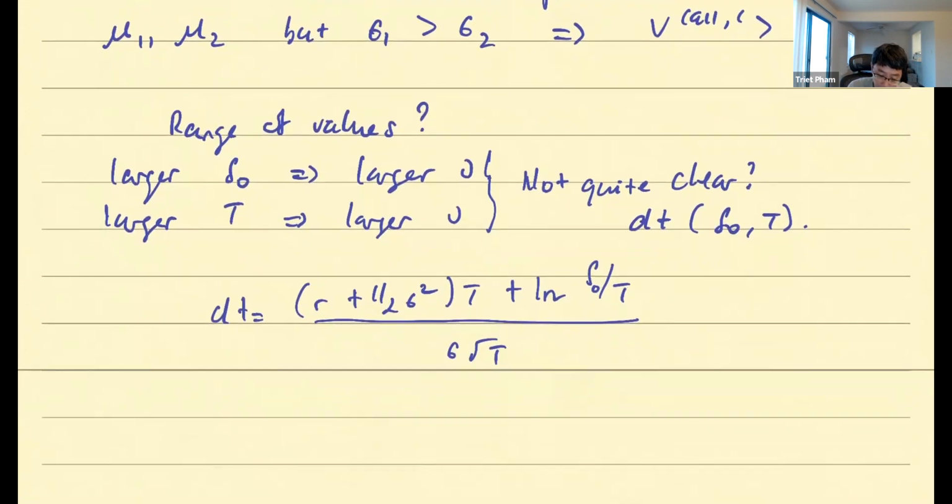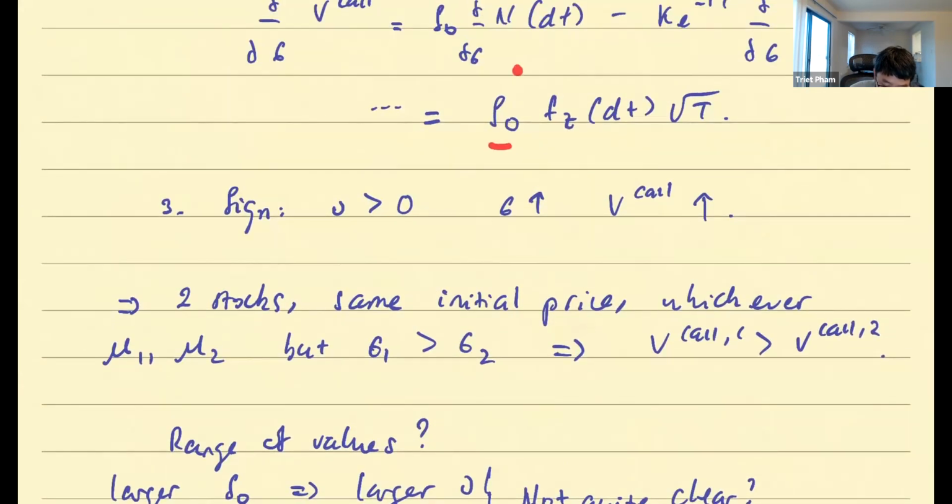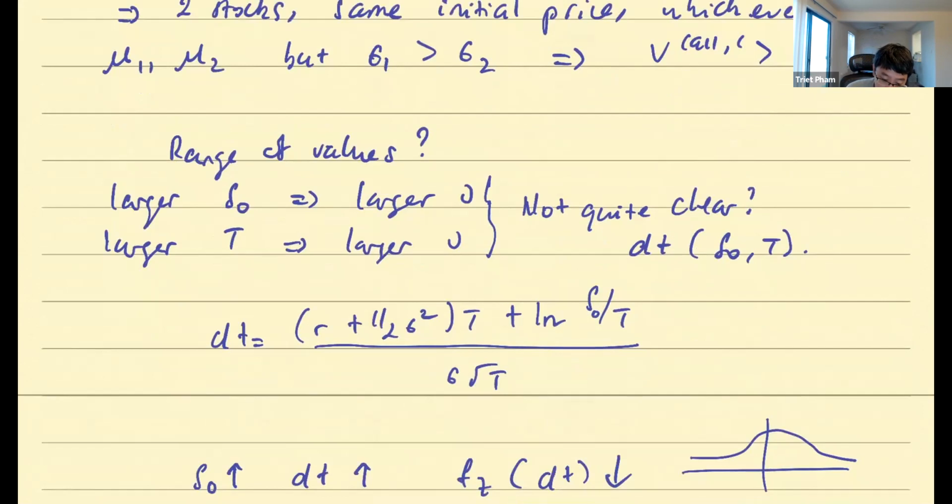If S naught increases, then D plus increases. That's clear. But if D plus increases, then the density of D plus decreases, because this is the normal density. If you increase on this side, you go down. So you have this pickup, but this goes down. It is hard to say. So I will hold off here. I don't want to go to the deep end on this because it involves more analysis.